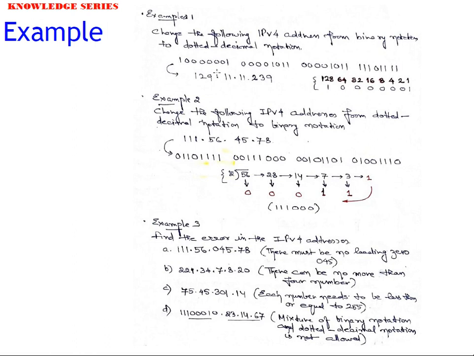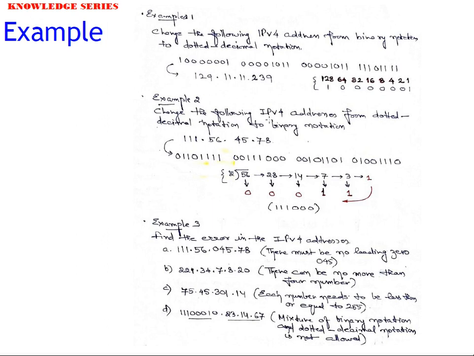Now let's see the examples. In example 1, change the following IPv4 address from a binary number to a dotted decimal number. This binary number is shown in the form of a decimal: 192.11.11.239. When you have a binary number and want to show it as a decimal number, you take the 8421 representation and sum up the positions where the bit is equal to 1.